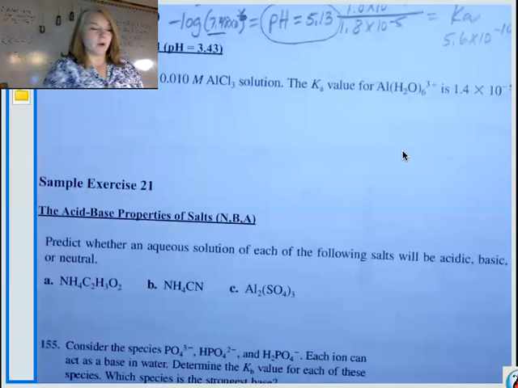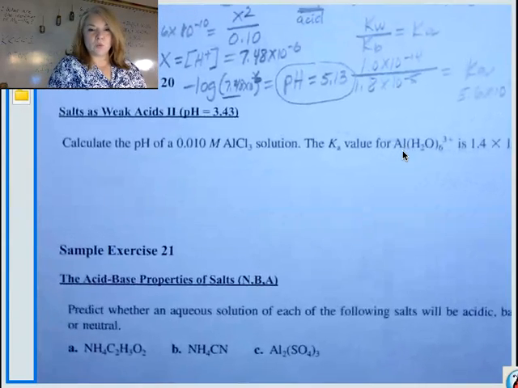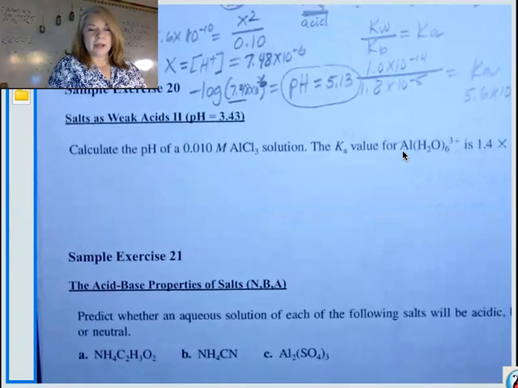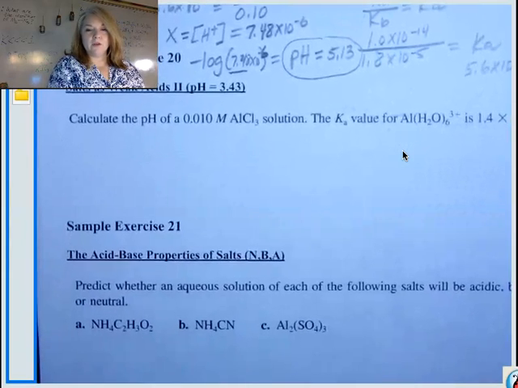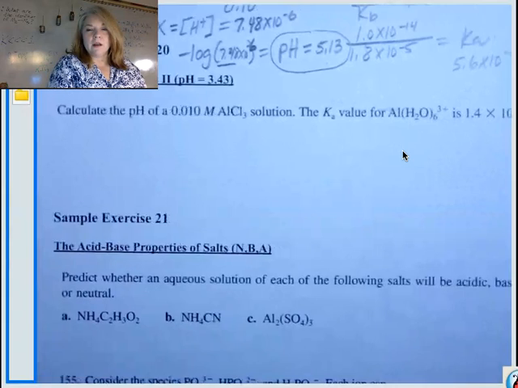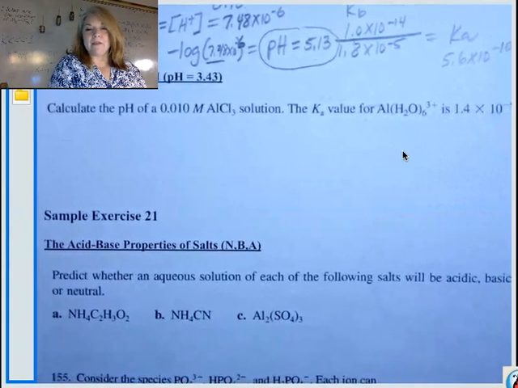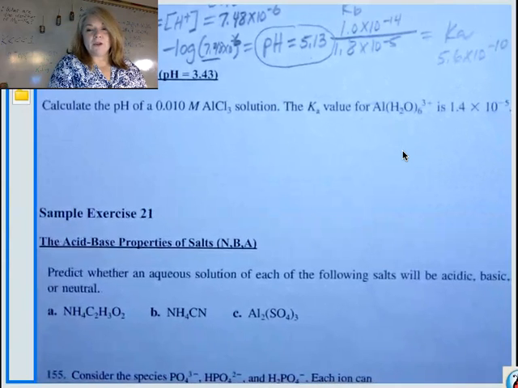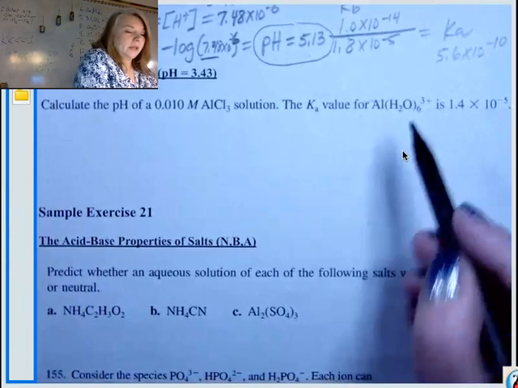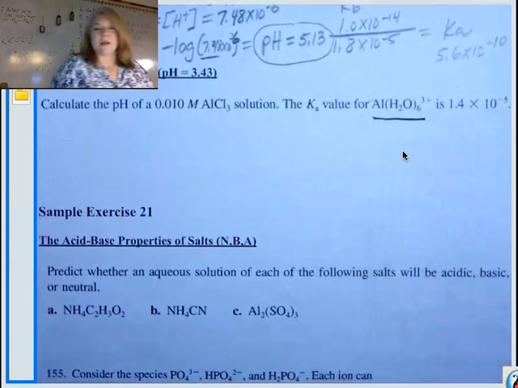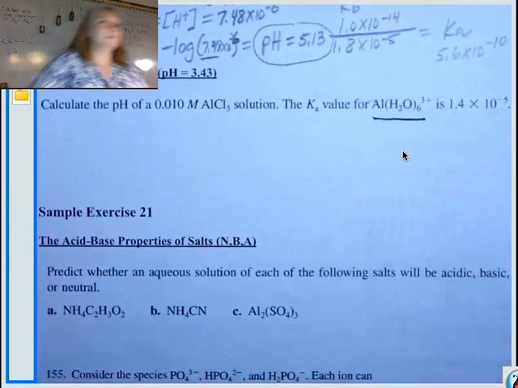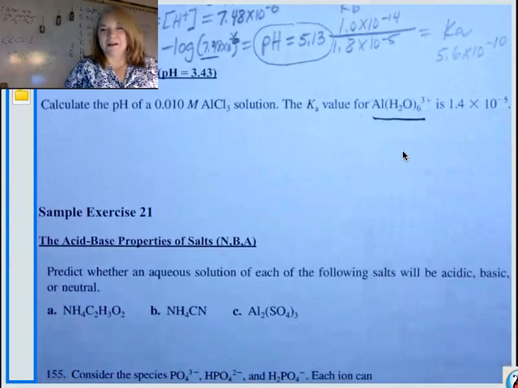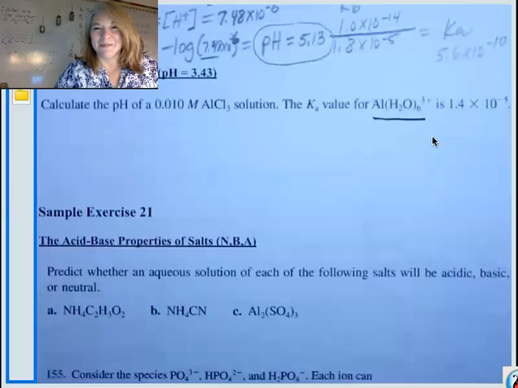So we're going to pick up on sample exercise 20, and we're going to look at the pH of an aluminum chloride solution. And notice they give you a Ka value for not aluminum chloride. They give you a Ka value for this weird-looking complex. By the way, that's called a complex ion. If it looks complicated, it truly is a complex ion. It's kind of funny.